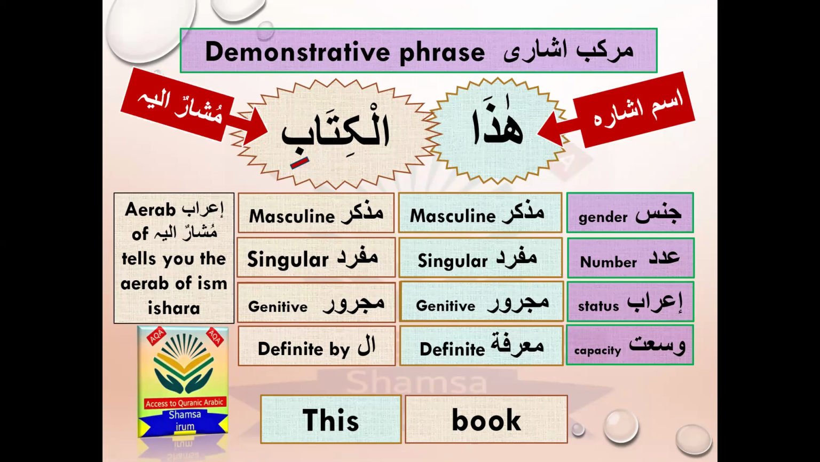Haza remains haza. But you judge so easily when it is rafa, when it is nasab, and when it is jar. What's the way that you have to check? You have to check the musharun ilayh. Musharun ilayh will tell you the irab of the ism ishara. Okay, so this is the whole story of the murakkab ishari.